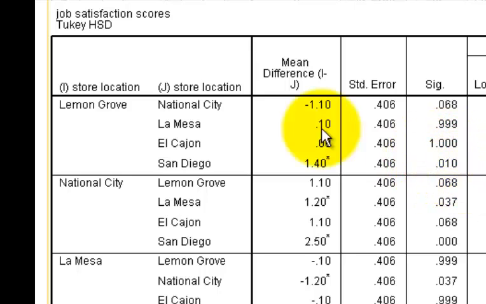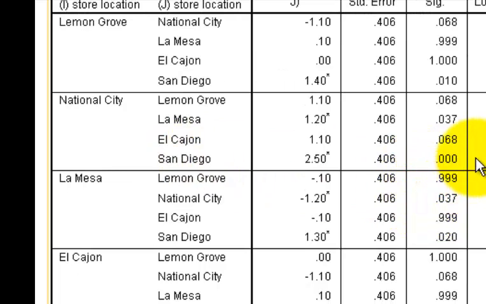Let's flip down here and see any other ones that are less than 0.05. Ah, here's another one. So between National City and La Mesa, okay, so you would be writing this up in your APA formatting because there's your significance under the Tukey test. And there's another one between San Diego and National City, and another one between San Diego and La Mesa.